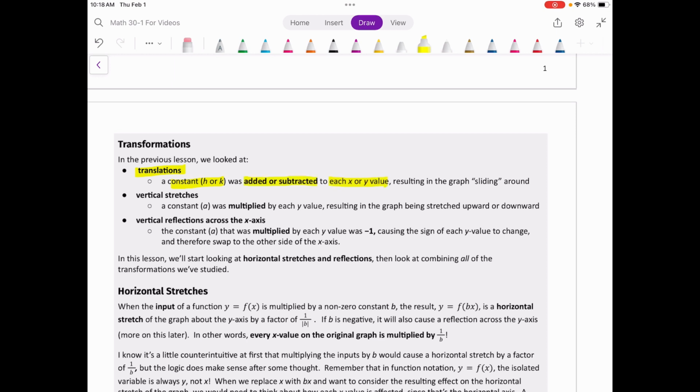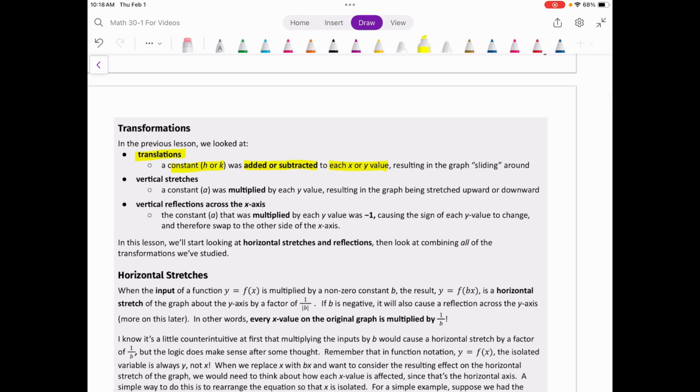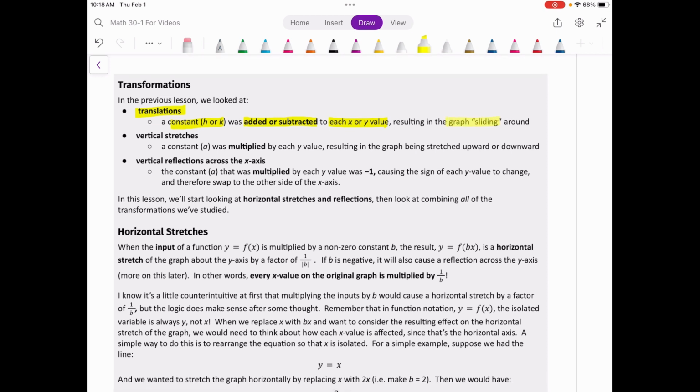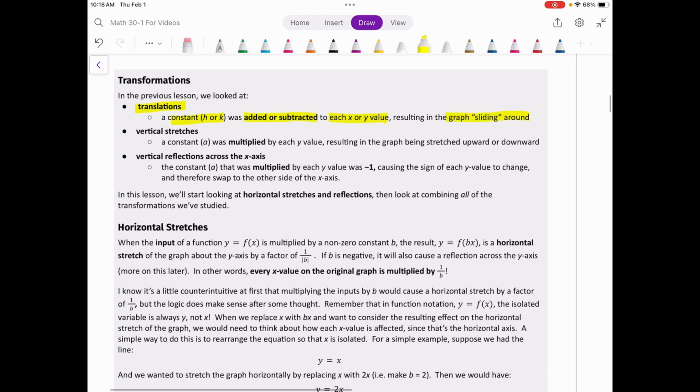If you add something to each x value, you're shifting it to the right. If you subtract something from each x value, you're shifting it to the left. If you add something to each y value, you're shifting it up. If you subtract something from each y value, you're shifting it down. And this results, like we said, in the graph sliding around, a translation.